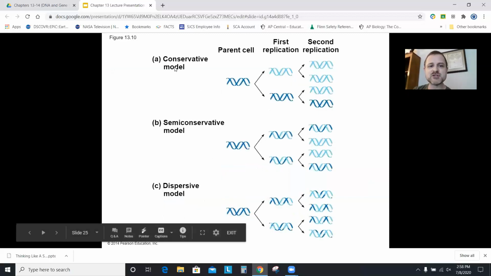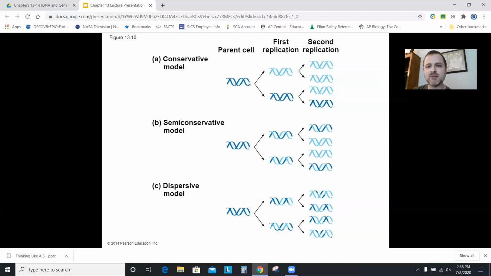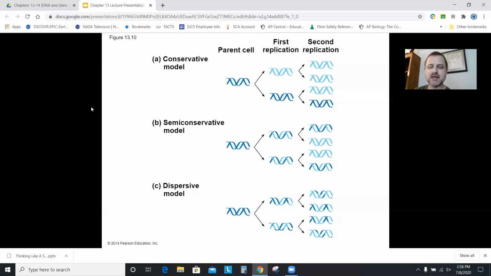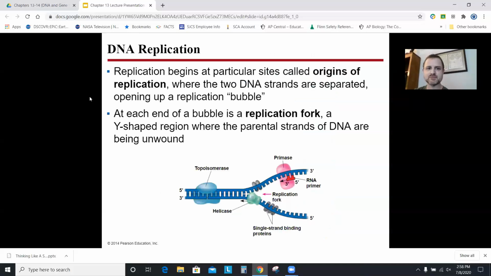Competing model, so conservative would be you have a parent and you copy it. The original strand is there and the new strand is all brand new material. The semi-conservative model, which is what really happens, you have the original strand and the two new strands, half of it's original, half of it's new. This dispersive model is each strand is a mix. This is incorrect. B is the correct way that DNA replicates. And Watson and Crick figured that out too.